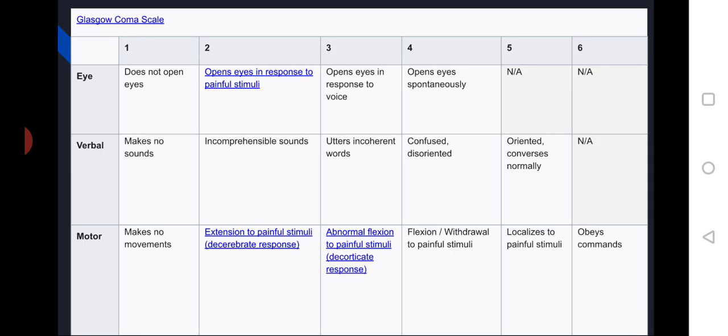Generally, we assess those things after we apply some pain to the patient. Yes, so for example, we rub the sternum. Rubbing the sternum is the most common thing to do. So when the patient does not open the eyes, there is 1 point. When opens the eyes in response to painful stimuli, 2. When opens the eyes in response to voice, it's 3. Opens the eyes spontaneously, it's 4. Of course, when the patient opens the eyes spontaneously or to the voice, we do not need to rub the sternum. However, quite frequently, this scale is rather used for patients that are unconscious.